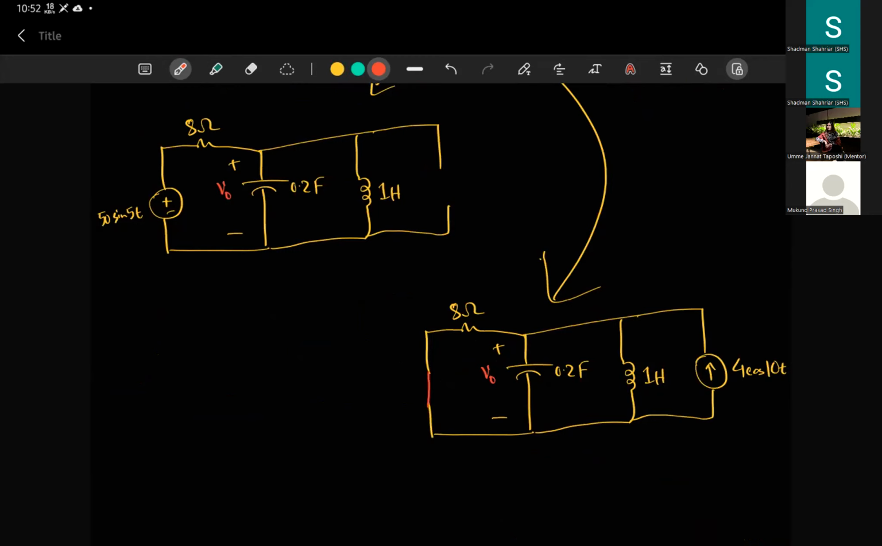Okay. And let's name the first one V output prime and the other one V output double prime. That means our V output should be V output prime plus V output double prime. So you have to individually solve these 2 problems. Let's try to solve this one first.